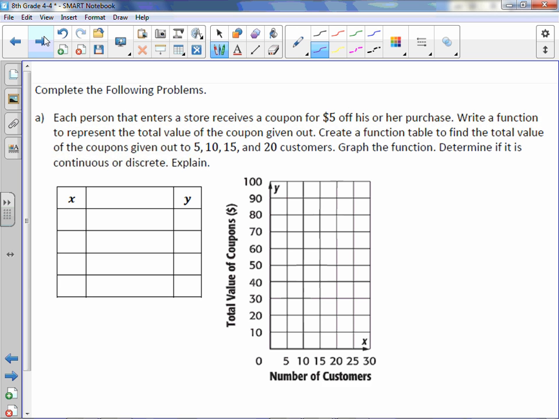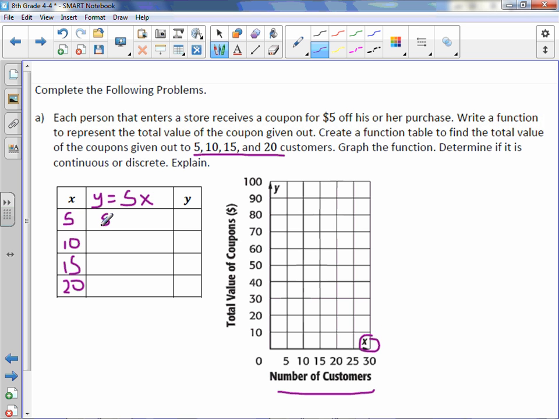A lot of stuff going on here. Let's start by making our table. 5, 10, 15, and 20. And I'm using these specific amounts because that's what it wanted me to use in the problem. We need an equation. Now, it's $5 off each person's purchase. So $5 times each person. Okay? Customers are our X value, and I know that because I have customers down here on the X line.